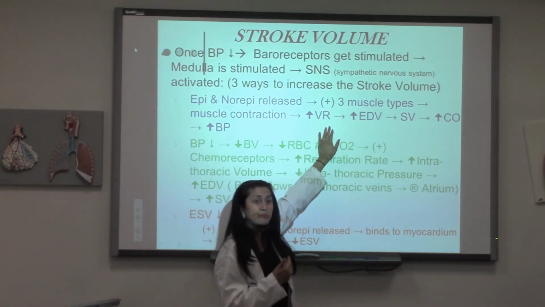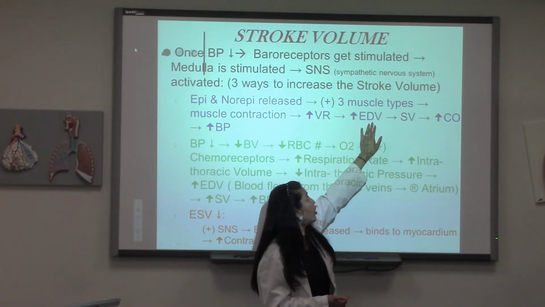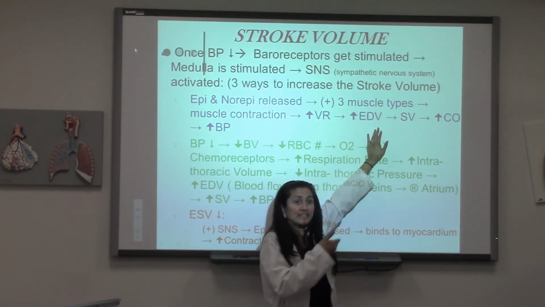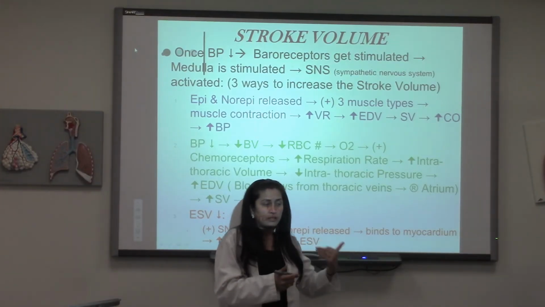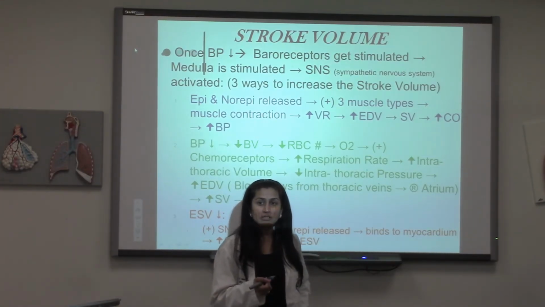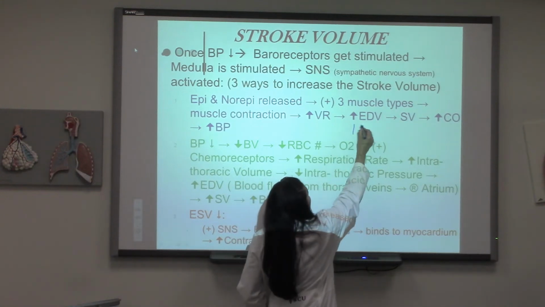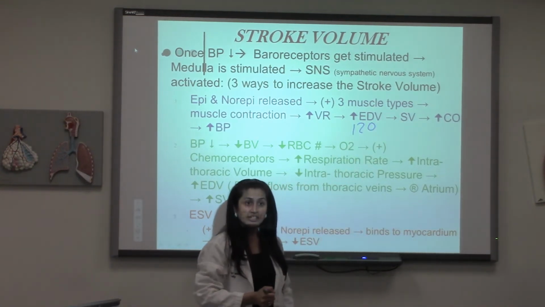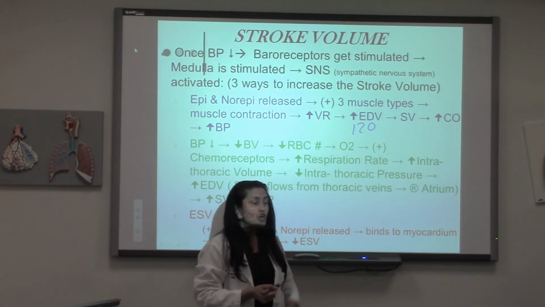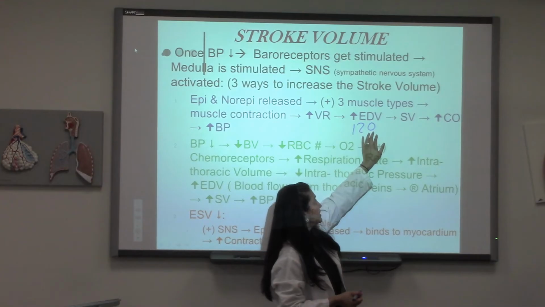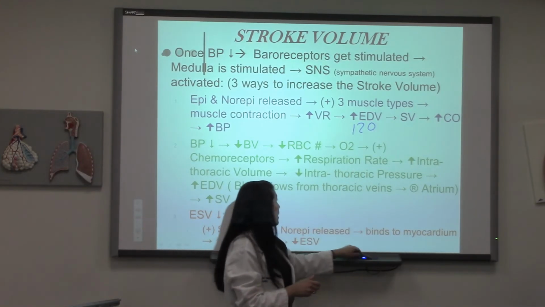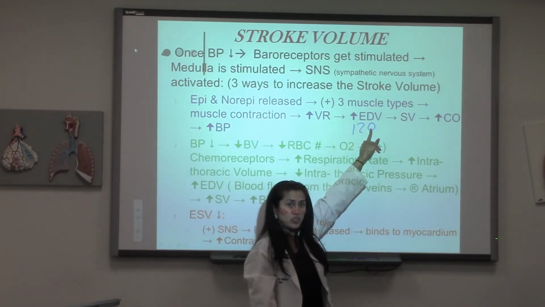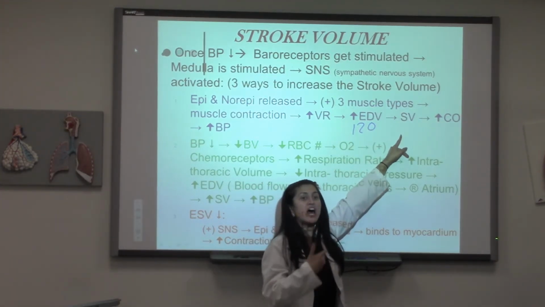If more blood is coming back to the heart, aren't you increasing the amount of blood at the end of diastole? Remember in the last example we said 100 milliliters? But instead of 100, let's say you have 120 milliliters in your ventricle at the end of diastole. So if you have 120 milliliters, aren't you going to eject more blood out? Okay? Because you have more blood returning to the heart, you have a higher stroke volume.